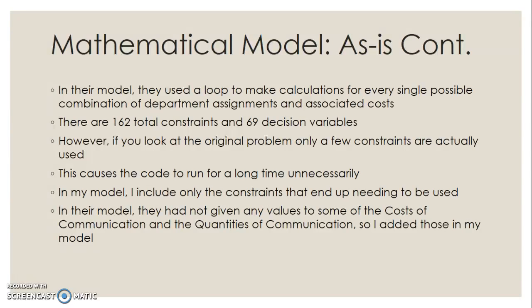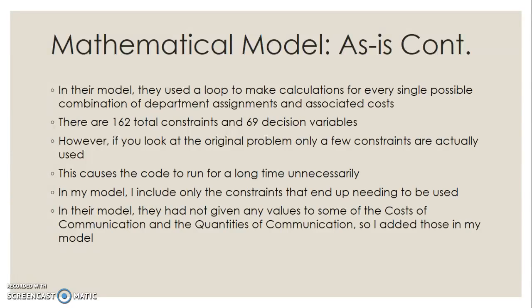In their model, as I said before, they used a loop to make calculations for every single possible combination of department assignments and associated costs. So there ended up being 162 total constraints and 69 decision variables. But like I said before, if you look at the original problem, once assignments are made, only a few of these constraints are actually needed. This causes the code to run for a long time unnecessarily. So in my model, I only include the relevant constraints.